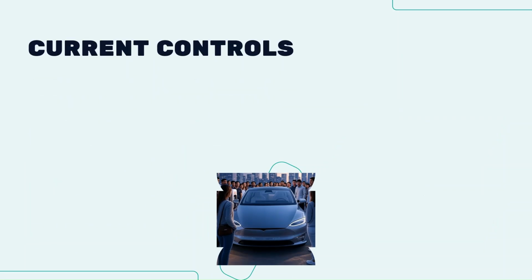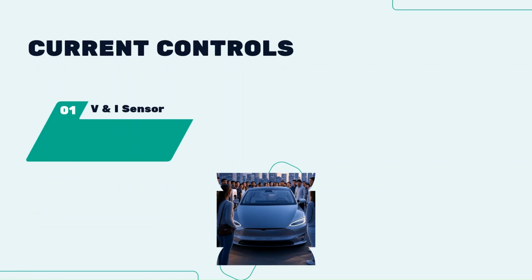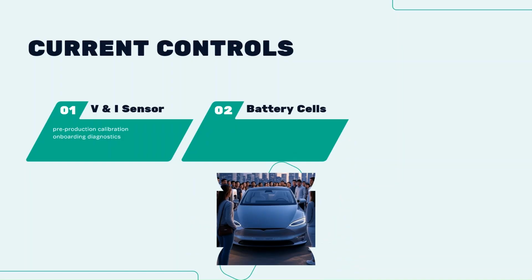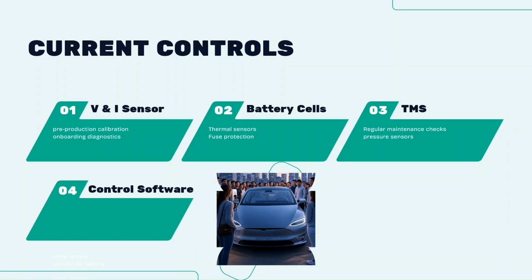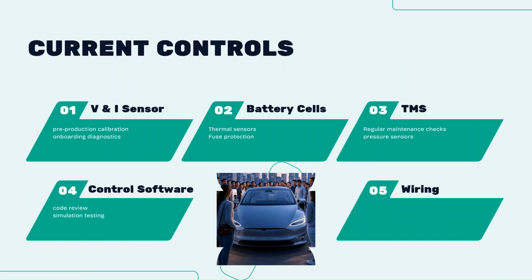Let's go to the next slide and understand about the current controls, or how we are currently controlling the situation. For the V&I sensor, currently pre-production calibration and onboard diagnostics are done. For battery cells, thermal sensors and fuse protection are used. For TMS, regular maintenance checks are done and pressure sensors are used. Control software, code review and simulation testing is done. Wiring, we have vibration testing and quality checks.